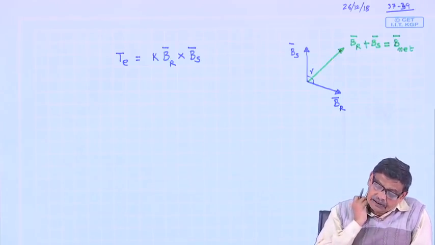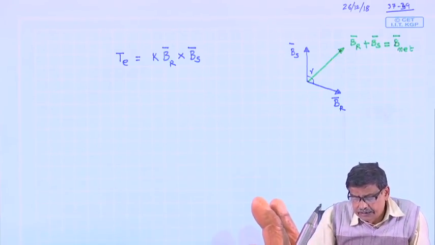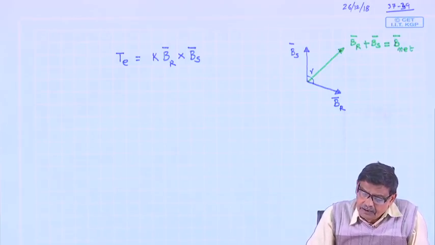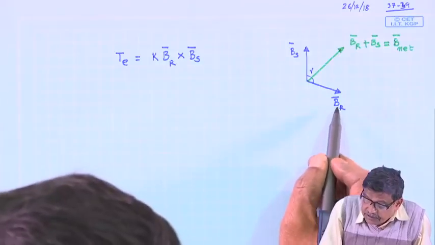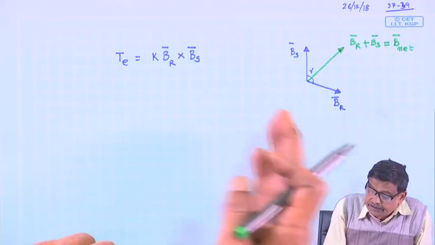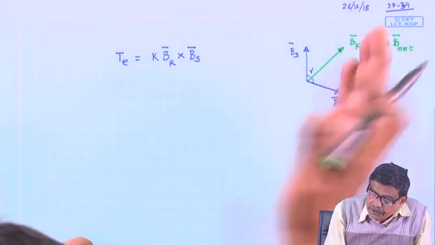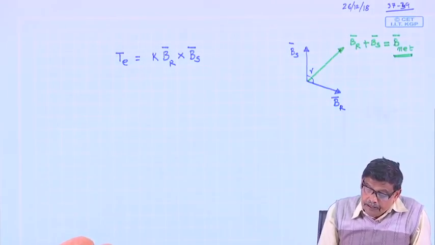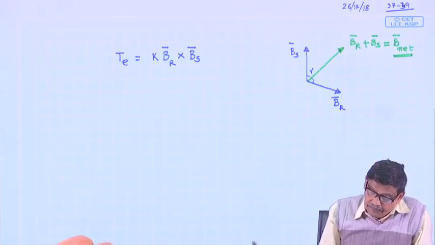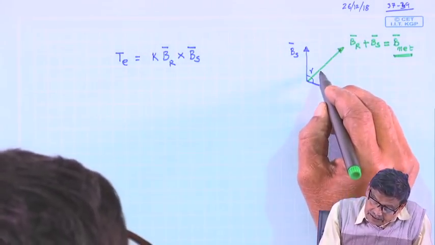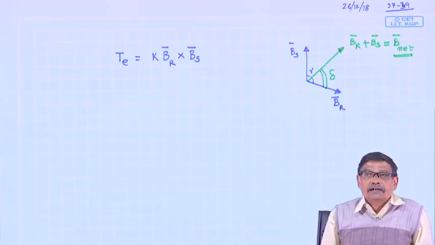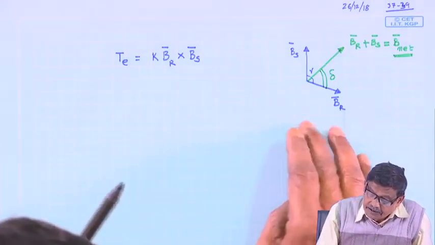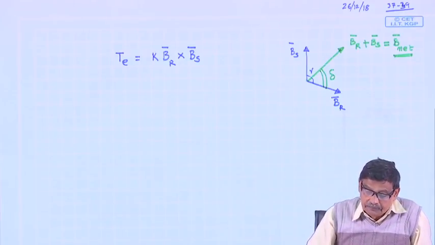In the air gap, you can imagine that the stator field is there and the rotor field is there, or you can say there is one field which is B net. This is one and the same thing, and I will calculate the resultant because these two are expressed in terms of vectors, so they can be vectorially added and you get B net, which is this one. This angle I will call delta. This must be very clearly understood: the angle between BR and B net is called delta.